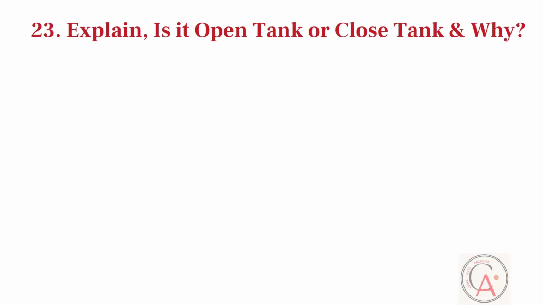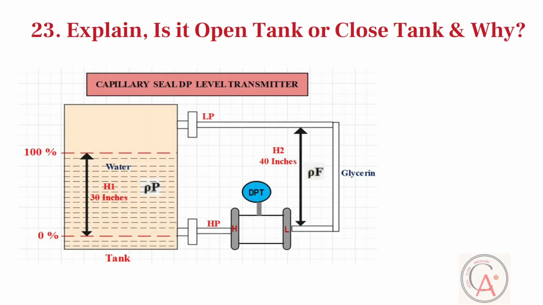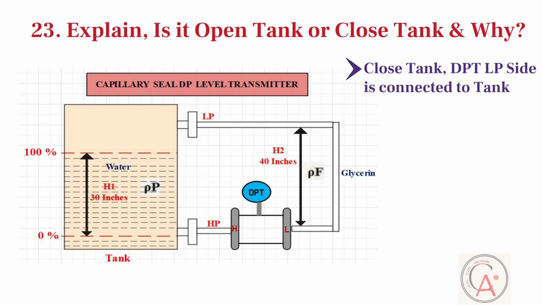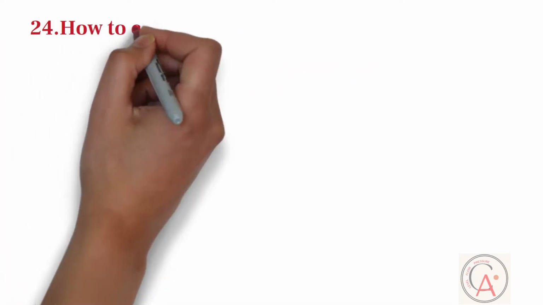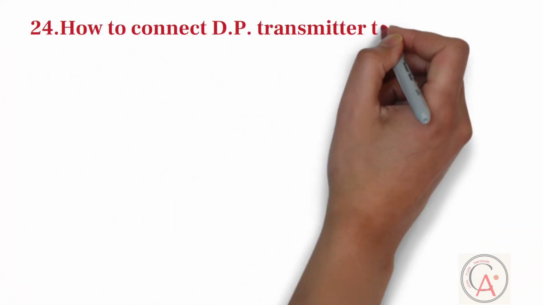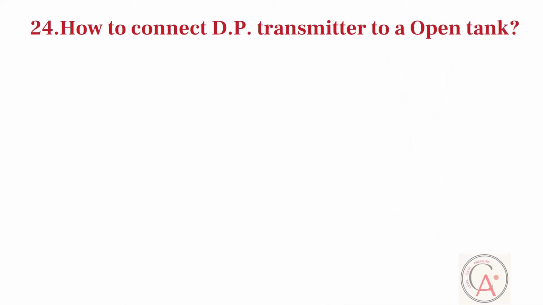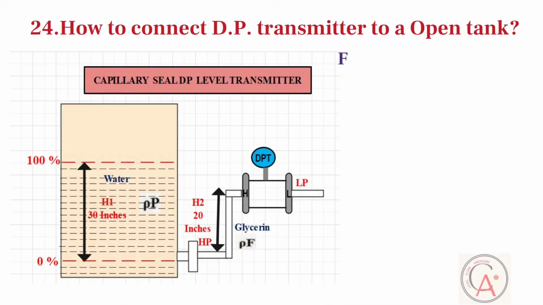23rd question is, please identify, is it open tank or closed tank, and why? It is a closed tank, because DPT's low pressure side is connected to top part of vessel. If low port side of DPT is vented to atmosphere, then it is known as open tank. Next question is, how to connect DP transmitter to open tank. For open tank, low port side of DPT is vented to atmosphere.